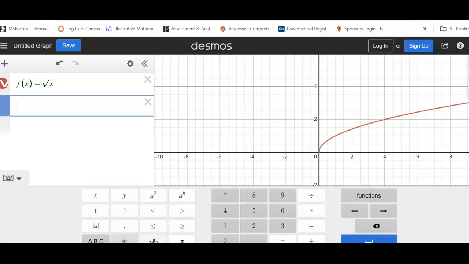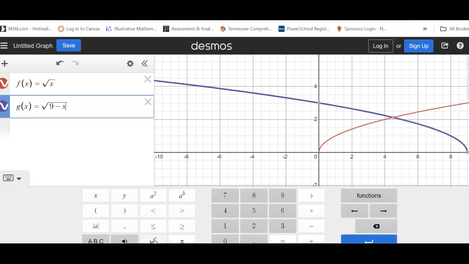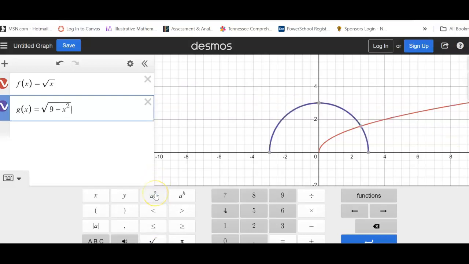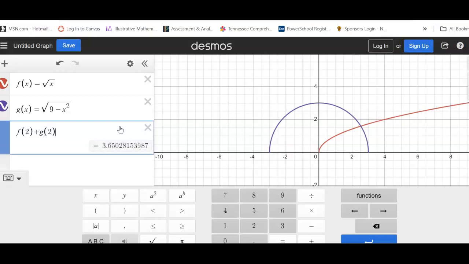So you can see it graphs it as well. And then we've got g of x equals the square root of 9 minus x squared. So that graphs our two functions. You can see where they intersect and all that good stuff. But we want to find f of 2 plus g of 2. All right, and you can see that it gives you this answer right here. And it said round to 2 decimal places. So f of 2 plus g of 2 is about 3.65.